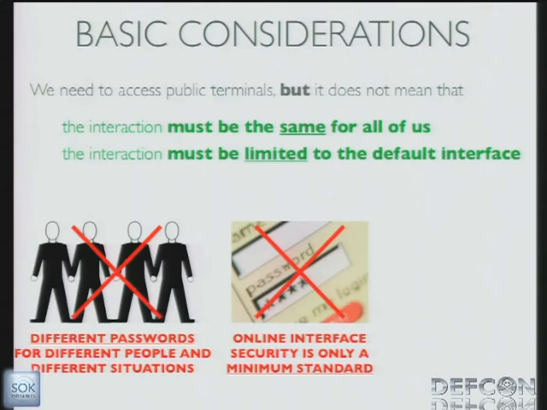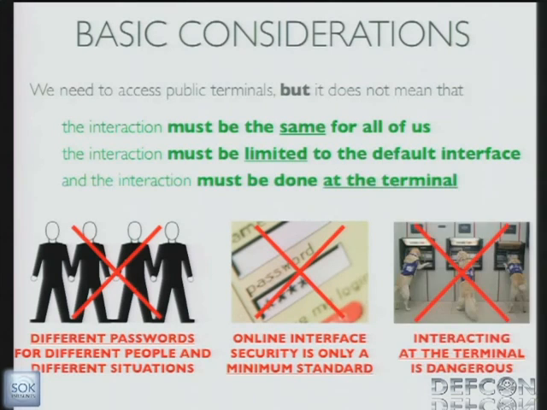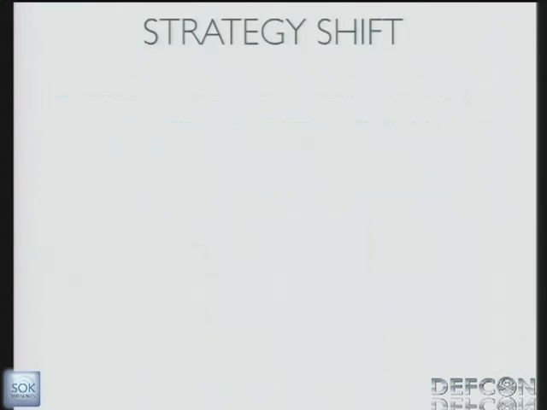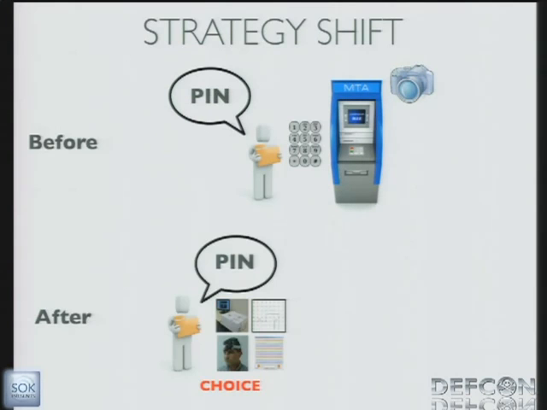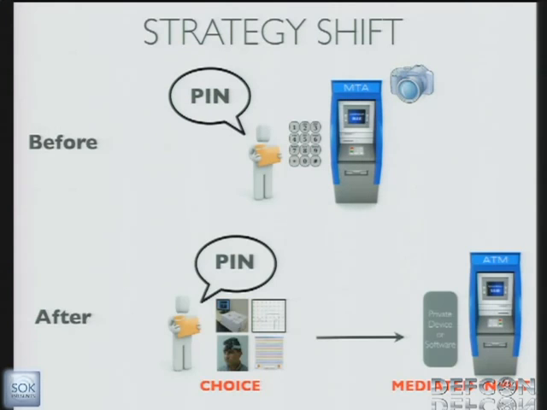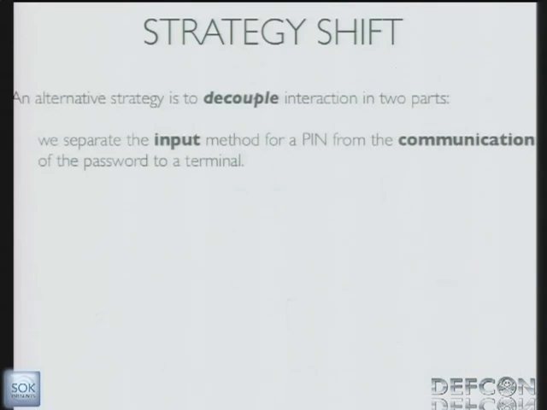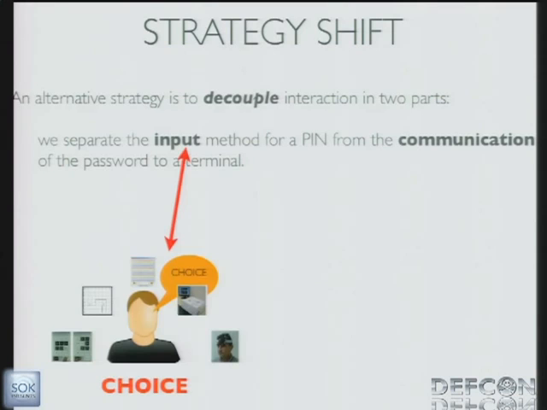Doesn't mean we have to use the interface we're given. So we want to give users the power to improve their own interface security, not just be dependent on whatever the organization offers. And we want to revisit the assumption that all interaction has to happen at the terminal. Even if it's a physical terminal that you've got to use, all of that interaction doesn't have to happen there. So we want to move from a mode where everything is done one way at the terminal, subject to observation, and replace it with a way that things can be done lots of different ways. The input is mediated at the terminal in an observation-resistant fashion. So in other words, to decouple the interaction, to separate the input method from the communication to the terminal.